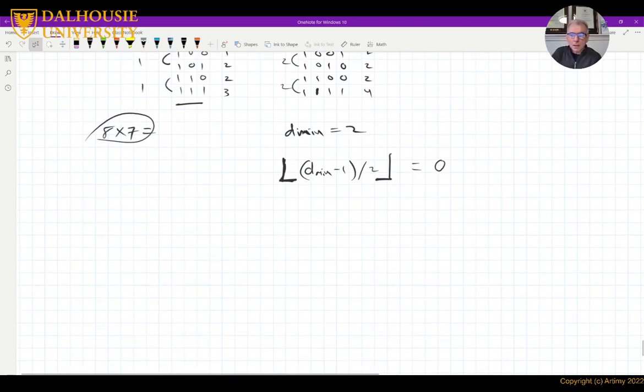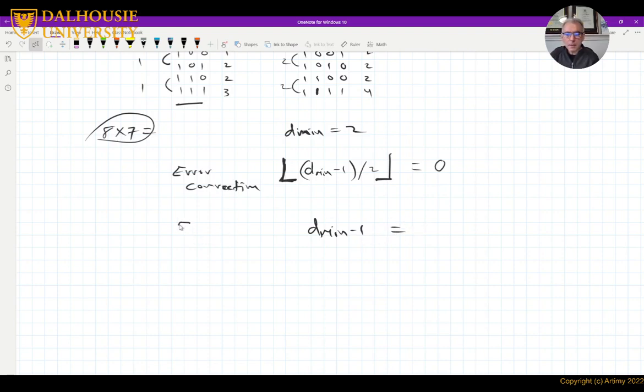So the slide says the error detection capability is given by the floor of (d minimum minus 1) divided by 2. Actually, that's not true. This is the error correction capability. So the error correction capability is given by this formula. The error detection capability is simply d minimum minus 1.